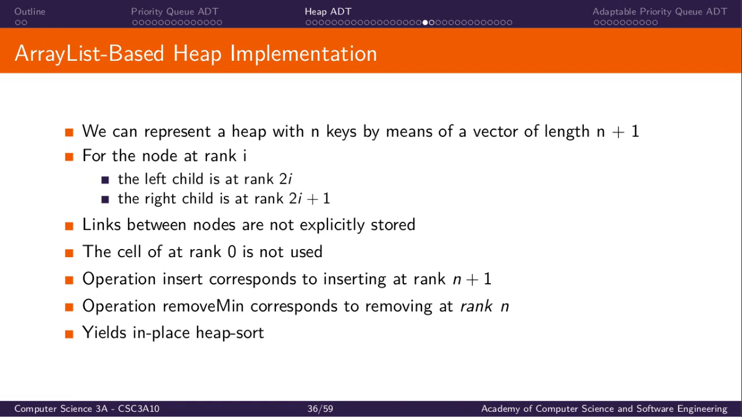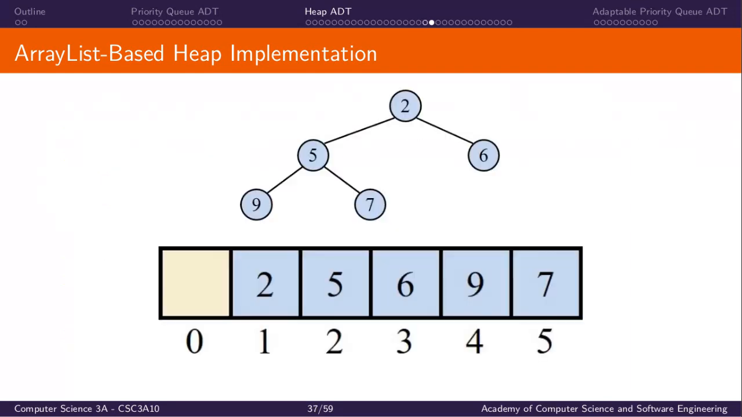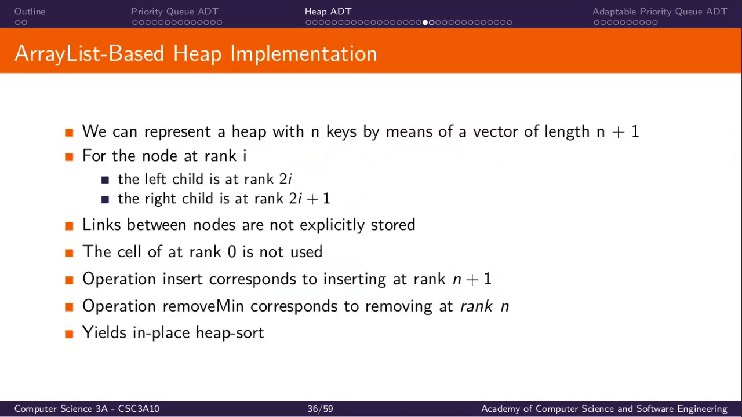The remove min operation corresponds to removing at rank n. This yields an in-place heap sort. The reason that remove min corresponds to removing at rank n is that, remember, for remove min, we swap what's at rank n, so what's at the last node, with what's at the root, at rank 1, and then remove what was at that last node. That's why it's equivalent to removing at rank n. Whereas inserting is the new last position, which would be inserting at rank n plus 1.